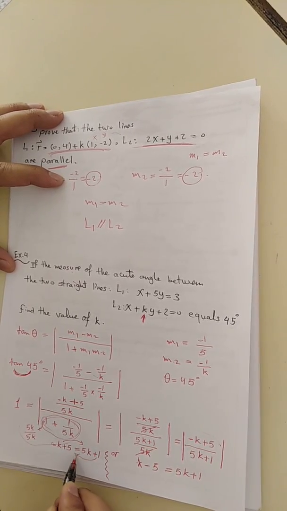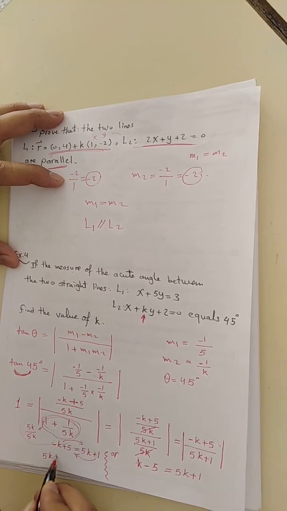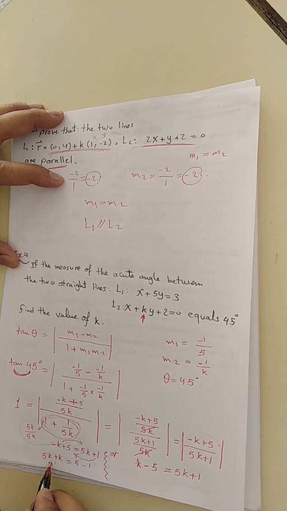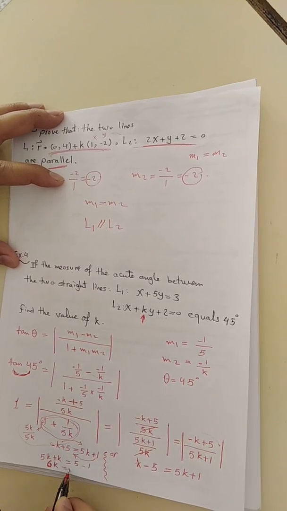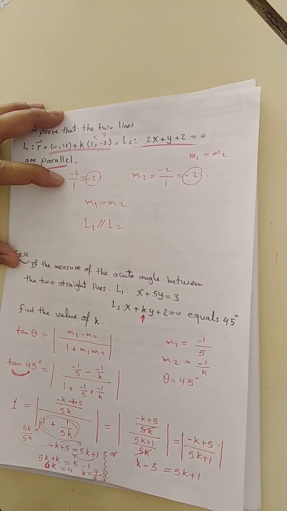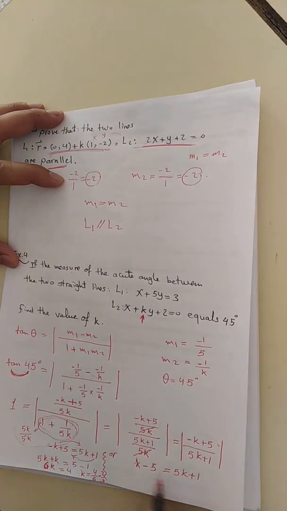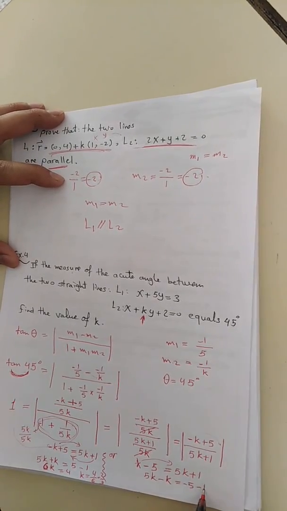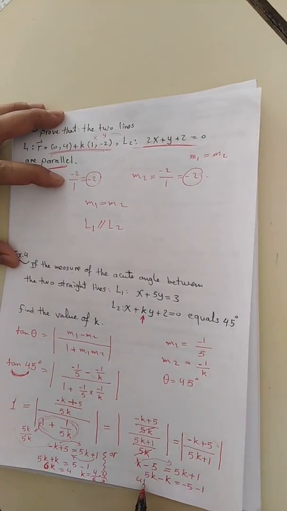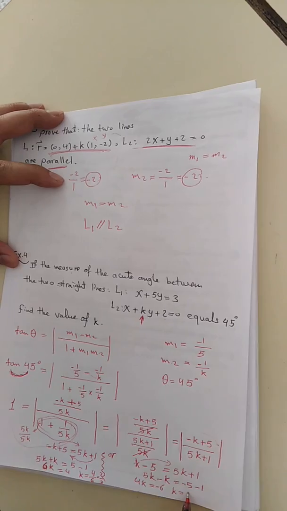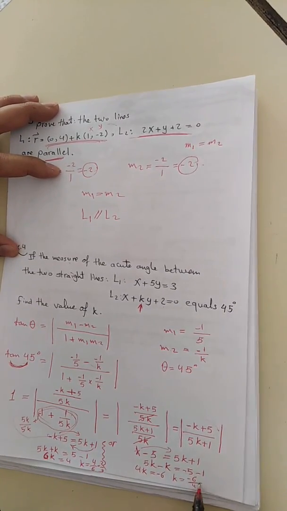We will transfer it. 5k plus k equals 5 minus 1, 6k equals 4, then k equals 4 over 6. In the simplest form, 2 over 3. And also here, 5k minus k equals negative 5 minus 1, 5k minus k is 4k, negative 5 minus 1 is negative 6, so k equals negative 6 over 4. In the simplest form, negative 3 over 2.